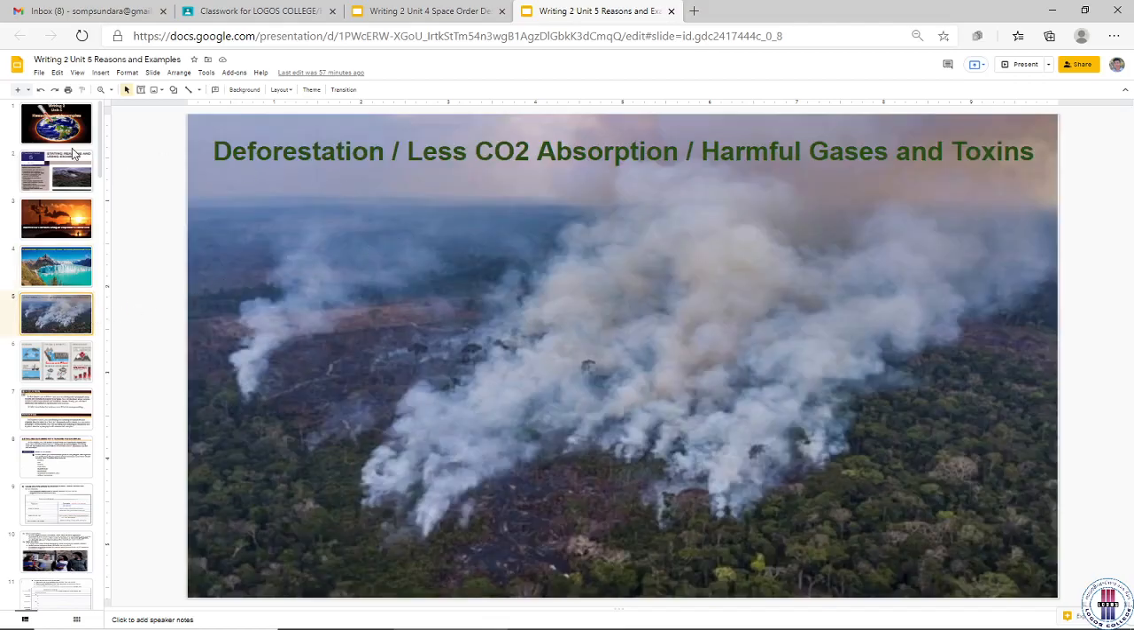What's another reason for climate change? Deforestation. You're cutting down trees, you're burning land, you're burning forests, and this causes less CO2 absorption. So there's less plants to absorb the CO2. And the evidence is there's harmful gases and toxins in the air. So the air that you breathe is more polluted due to the burning of the forest and deforestation.